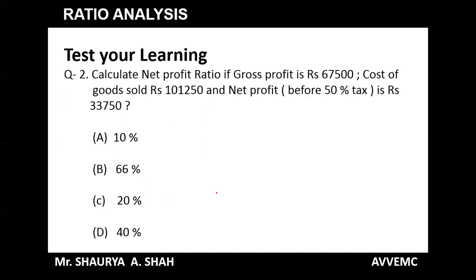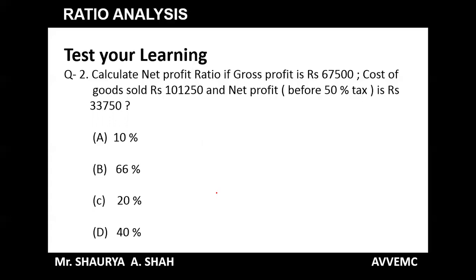Then the next, this is for you people to calculate. Calculate net profit ratio if the GP is 67,500, COGS is 1,01,250, and net profit before 50% tax is 33,750. Calculate it very precisely. NP ratio, right? What is the formula of NP ratio? Net profit after interest and tax divided by net sales into 100.